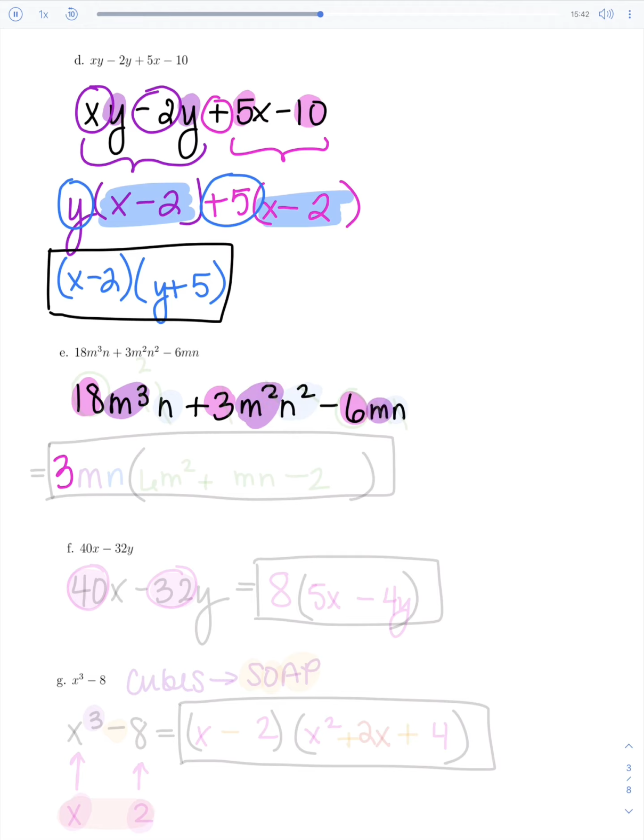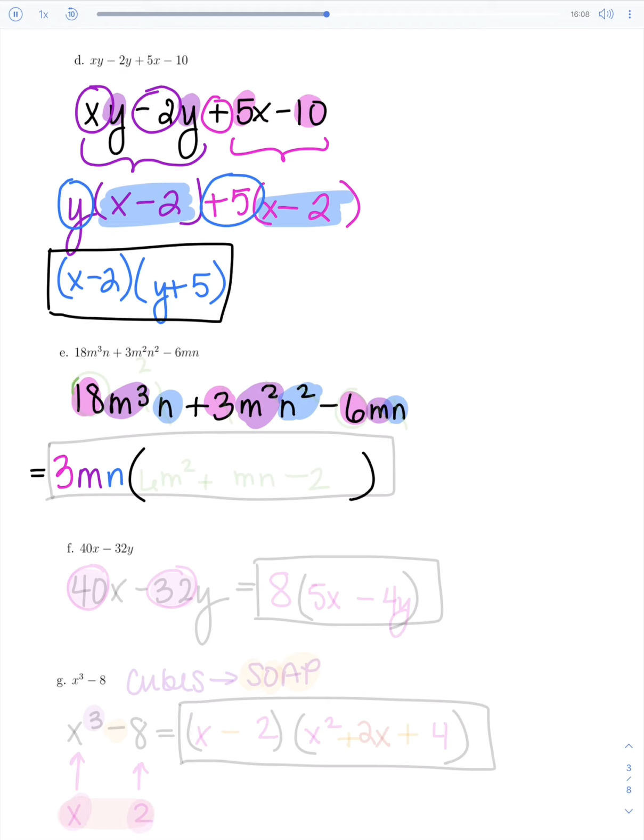Now let's look at we've got an m cubed, an m squared, and an m. So all these pieces have at least an m, so I can also pull out an m. Now what else? I have an n squared, and an n. So at least all of these pieces have at least one n that I can pull out. So let's see what happens when I pull out this 3, m, and n. And let's see what will be left over to go inside of our parentheses.